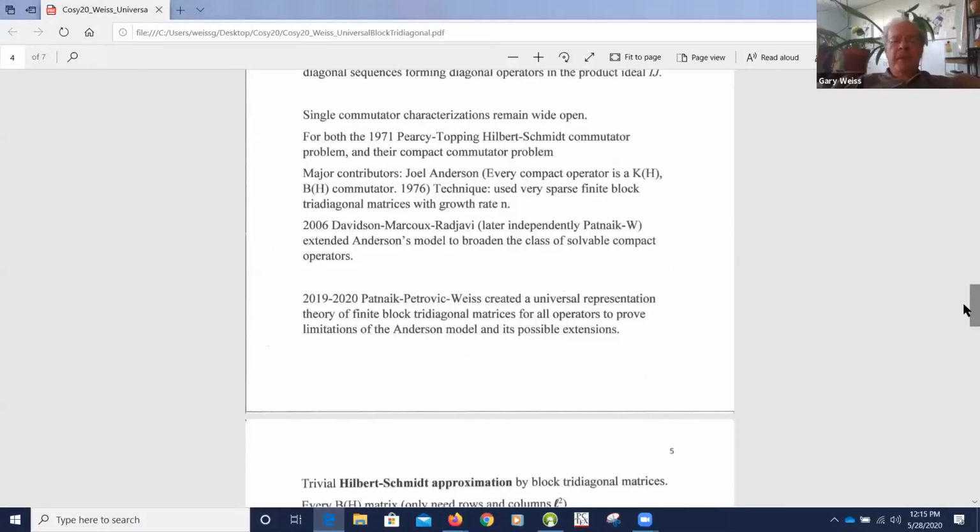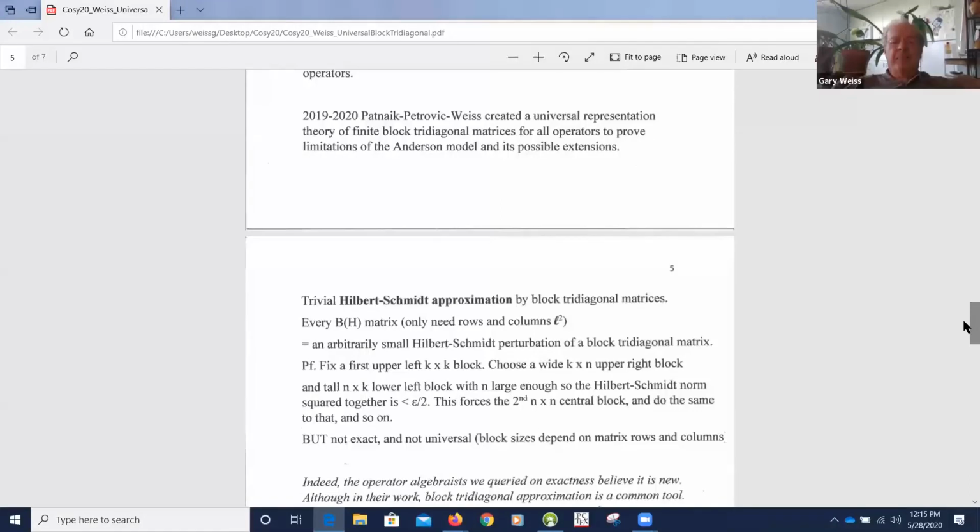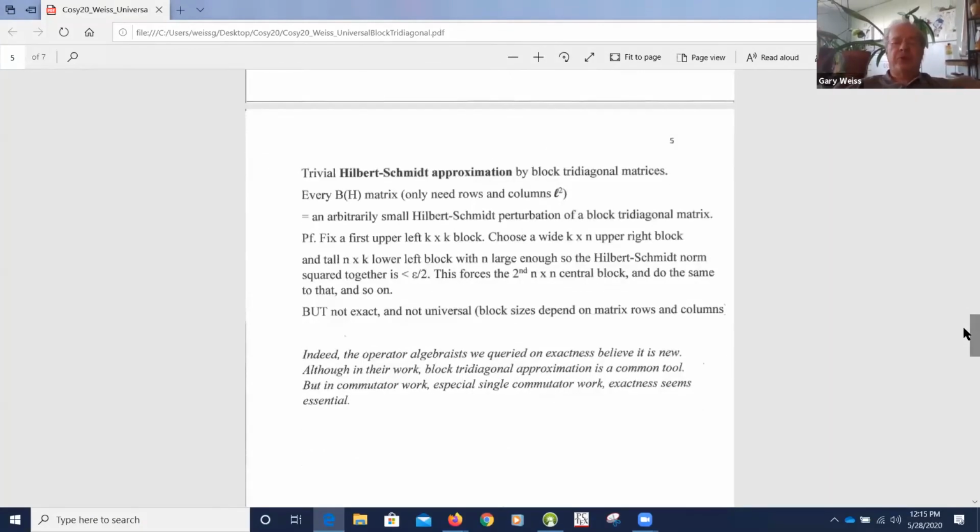So there are these wide open problems I mentioned before. I won't stay on it. Then back in 2019 and 2020, my co-authors and I created this universal representation to try to pursue more of what's going on. First, a comment. What I learned from my C-star algebra colleagues is how important block tridiagonalization is in C-star algebras, and I'd seen it for a number of years, but it was always at the approximate level.